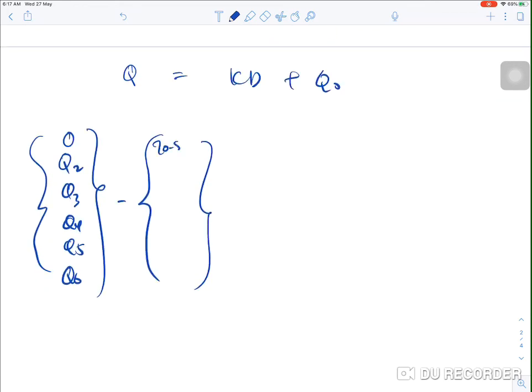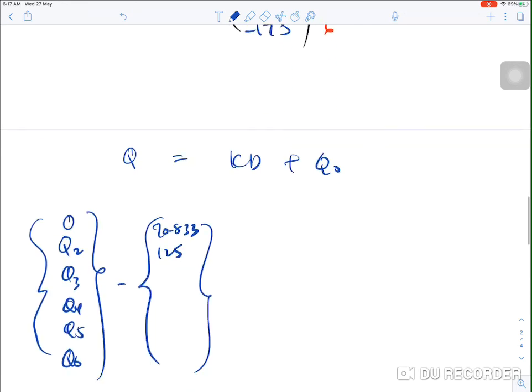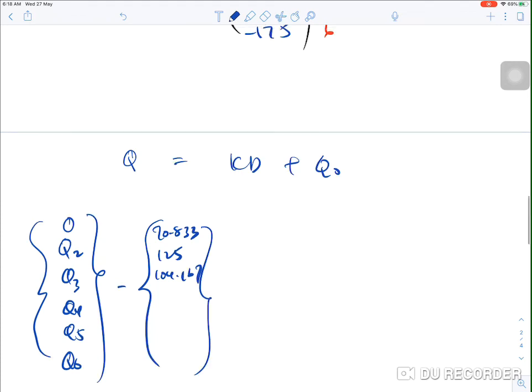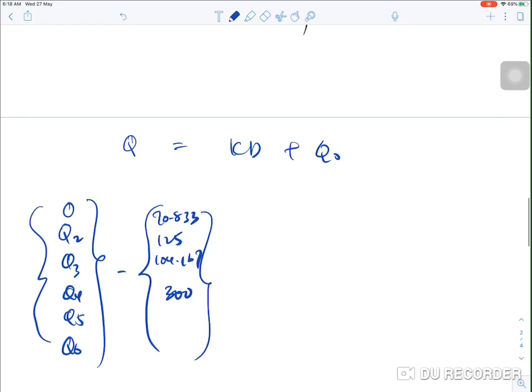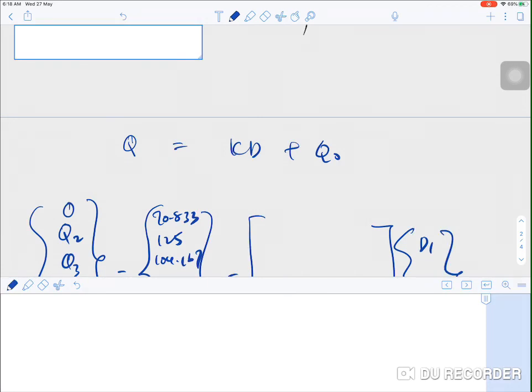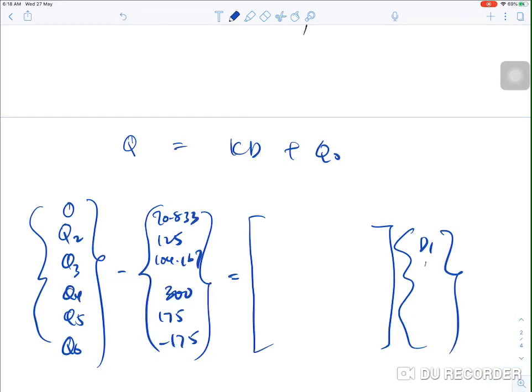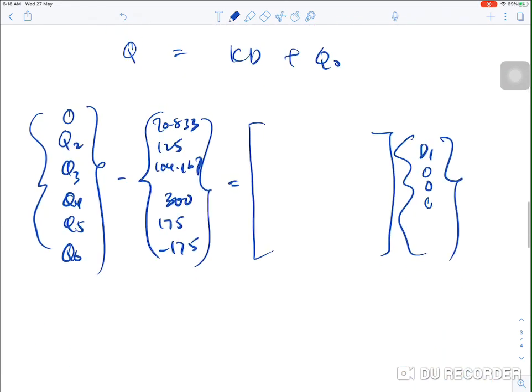Okay, 70.833, 125, 104.167, 300, 175, and negative 175. So this is equal to K times D. So there is only one unknown reaction. The rest is all 0. The rest is all 0. 1, 2, 3, 4, 5, 6.